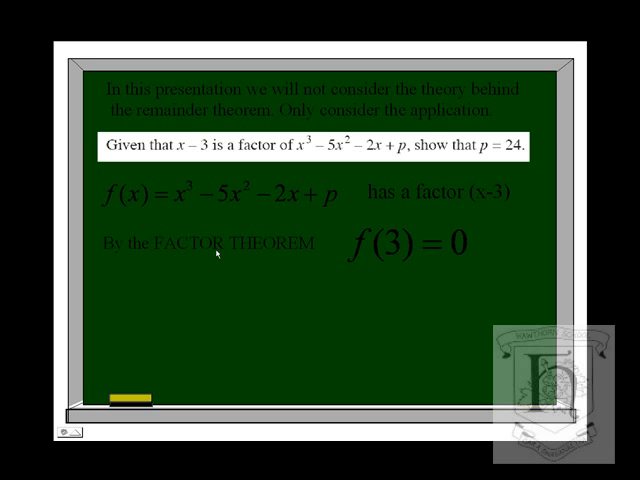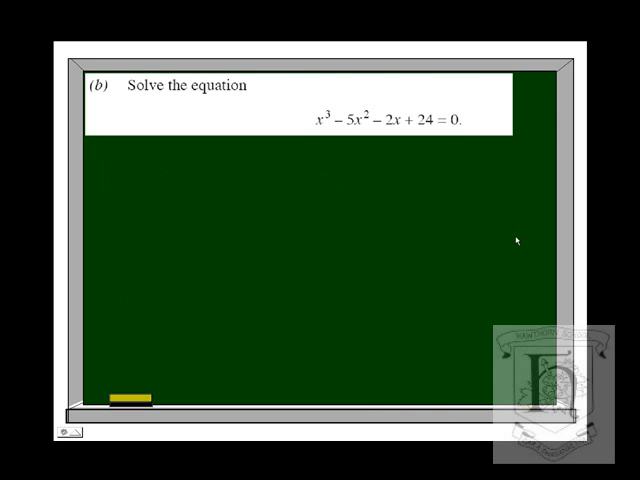We apply the factor theorem here. We say that f of 3, notice the sign change, minus 3, substitute a 3, f of 3 must equal 0 because x minus 3 is a factor. Substituting 3 into our function, 3 cubed, 5 times 3 squared, 2 times 3, then this allows us to work out the value of p as 24. We could say QED here. We've proven what we wish to prove.